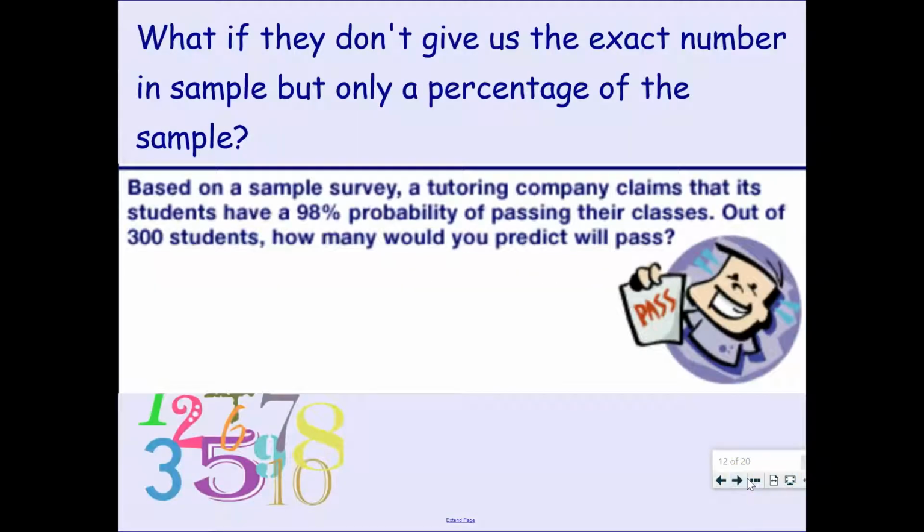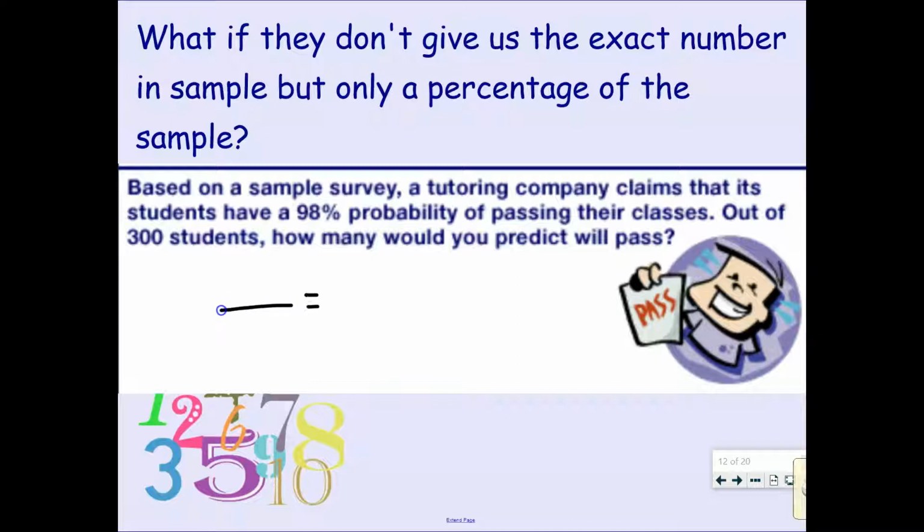All right, so what if they don't give you an exact number in a sample, but a percentage? So just watch me on this one. It says, based on a sample survey, a tutoring company claims that its students have a 48% probability of passing their classes. Out of 300 students, how many would you predict to pass?